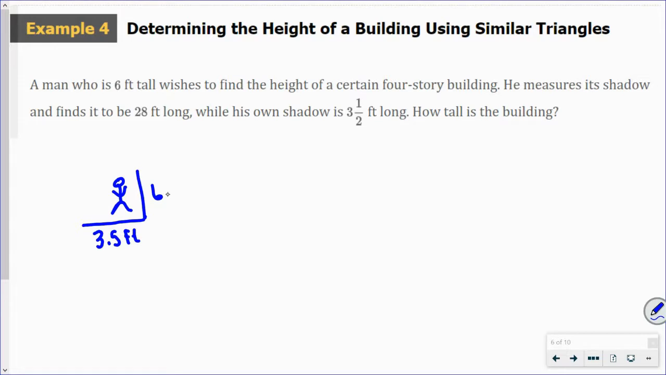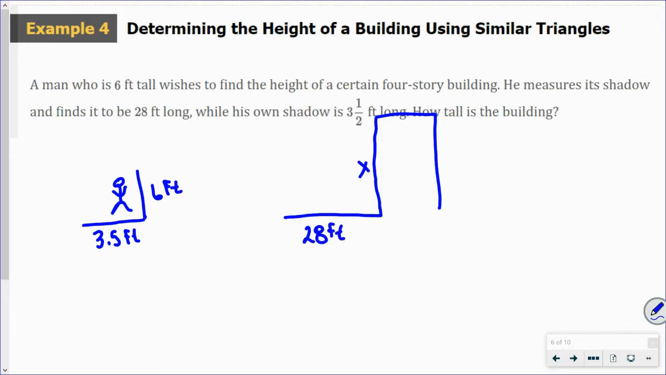Now, when solving these problems, you have to really look at labels. And we have this building over here that we're going to say is x tall. We don't know how tall it is. That's what we're looking for. And its shadow is 28 feet long.